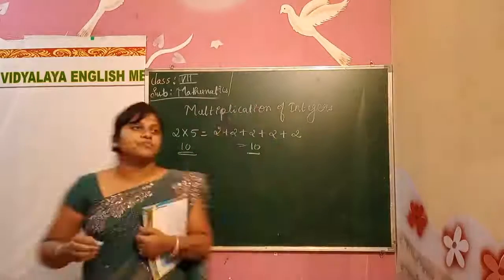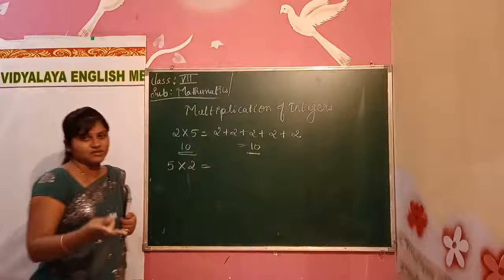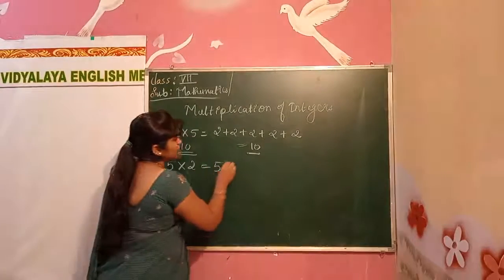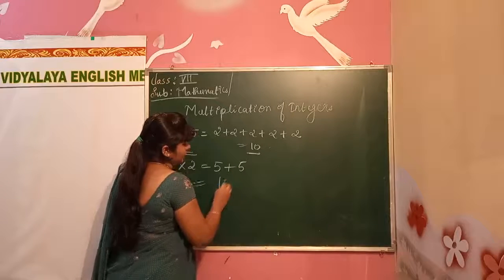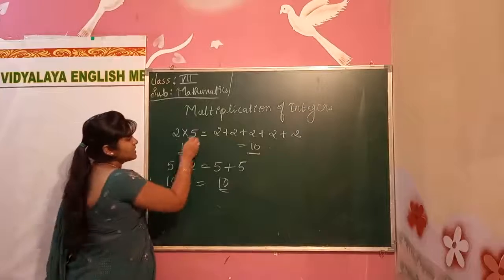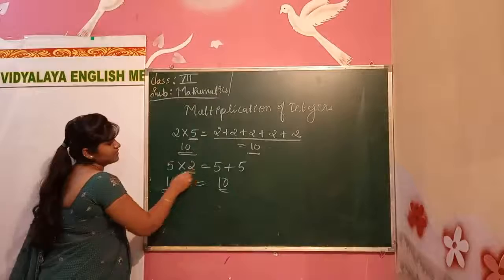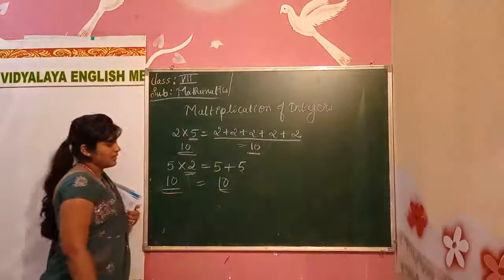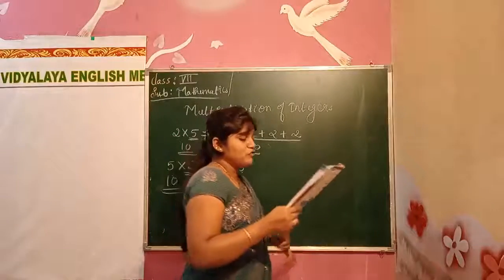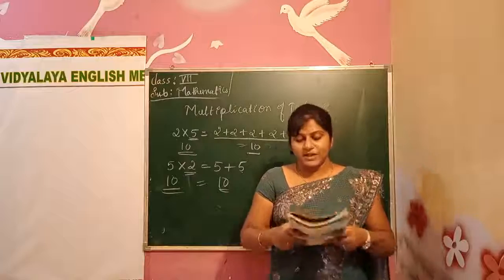One more type. 5 into 2. Reverse I am doing. See, this question only reverse I am doing. Here what we do? 5 plus 5 is 10. Here also we got 10. How many times they give, that many times we have to add. Here they have given 2 times, so 5 I am multiplying or adding 2 times. This is called a multiplication of integers. This is the format of integer multiplication, using the addition.